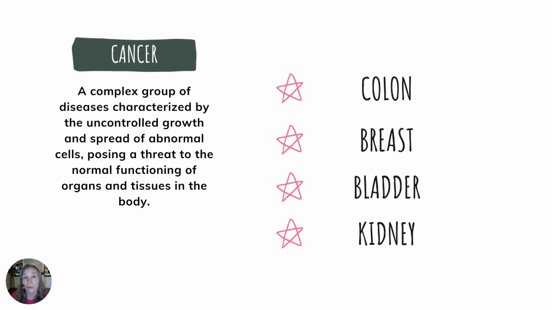And so, what we know from research is that colon and breast have quite a bit of evidence around prevention. We can help prevent these cancers from occurring by being physically active and exercising. There's also growing evidence around bladder and kidney as well. Now, these are just 4 different types of cancers. And as I said, there are a lot of types of cancers.